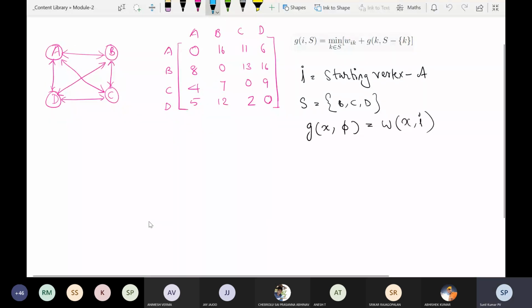Suppose A is the starting point. Here one equation is given, which is copied from the slide, and we have certain points to remember. I is the starting vertex in this equation. Let us forget this equation, but just understand that I is the starting vertex, that is, A is the starting vertex. We can consider any vertex, so that is the salesman's choice. But in this case we are taking A as the starting vertex, and these 2 points we will come back to later.